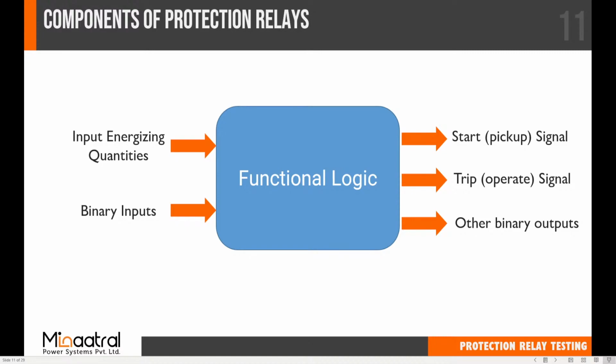So on top of all this, you have the functional logic. Now the functional logic is what is going to vary from relay to relay. So how the input quantities, the binary inputs and analog quantities, combine with each other to give you the start, the trip or other binary output contacts. In old generation electromechanical relays, this functional logic itself used to be in hardware. But now in numerical relays, in IEDs, you know that these are completely configurable up to you.